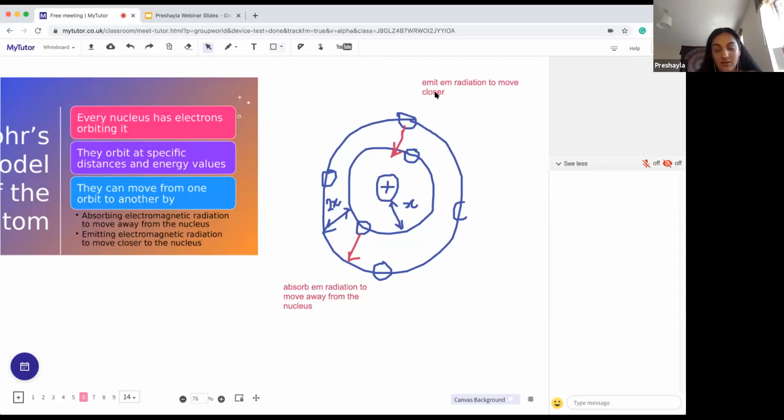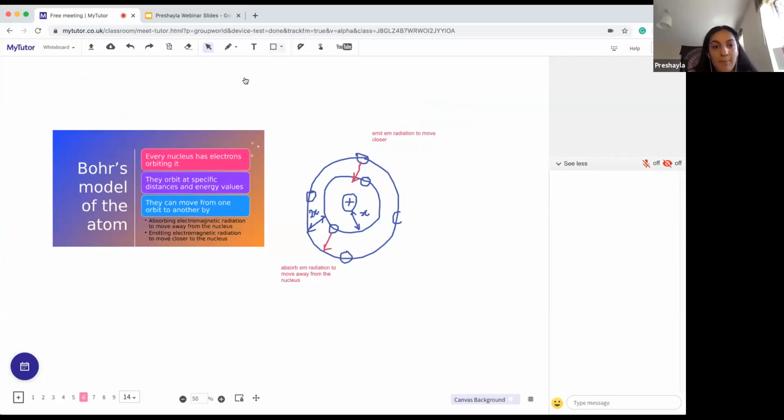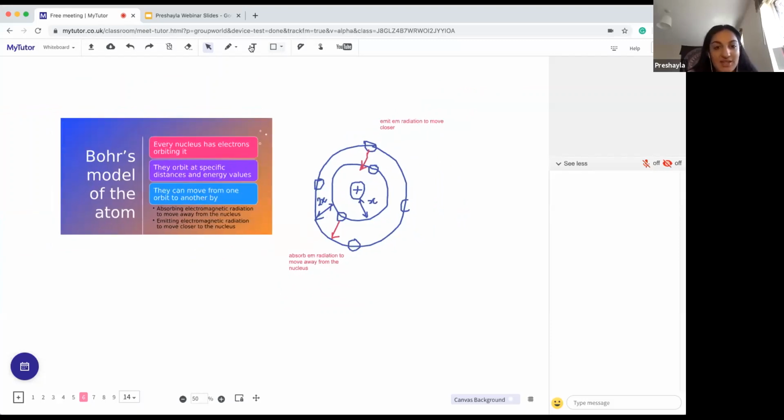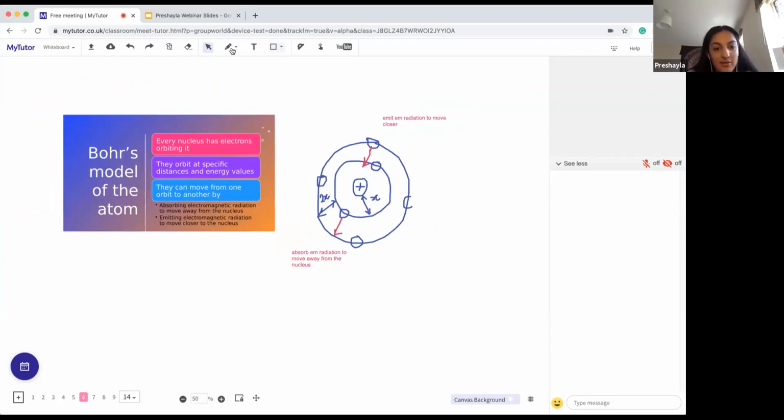Okay, so that is how Bohr came up with his model of the atom. So we've gone from plum pudding, which is this idea of a positive sphere with lots of little electrons dotted around it.